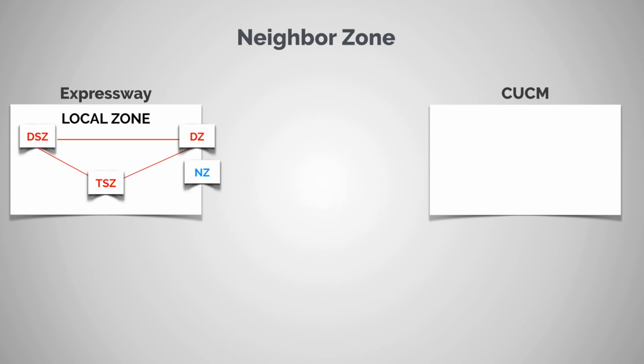Now, on the CUCM side of things, since a CUCM doesn't have zones, what you'd have to do is build a SIP trunk and then point it back to the Expressway. Now, I'm not really going to demo how to create a SIP trunk here today because I've shown that before in other videos. Today, we're just focusing on the Expressway side of things.